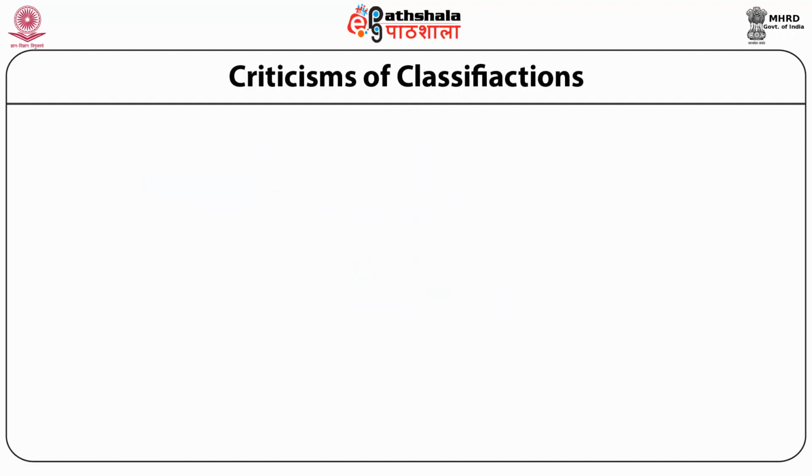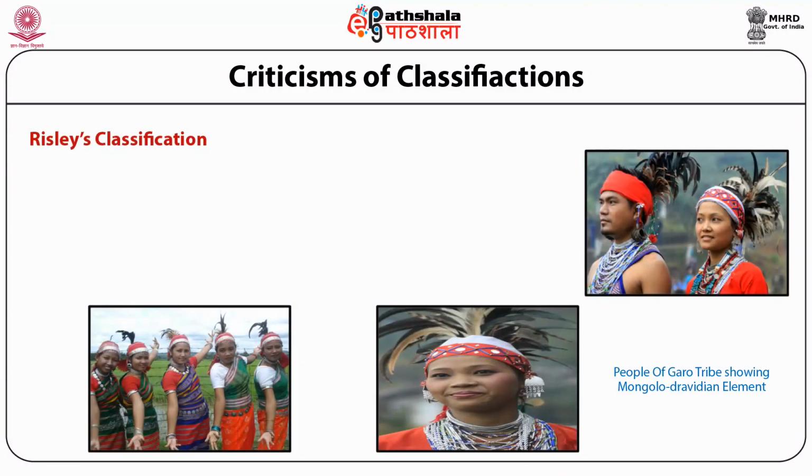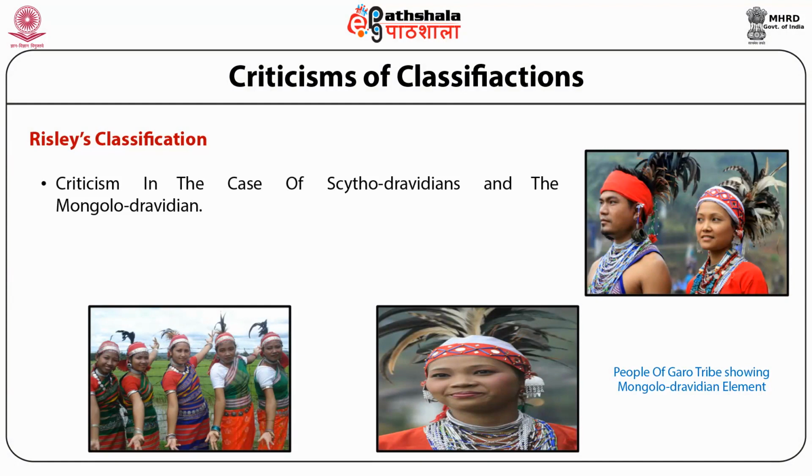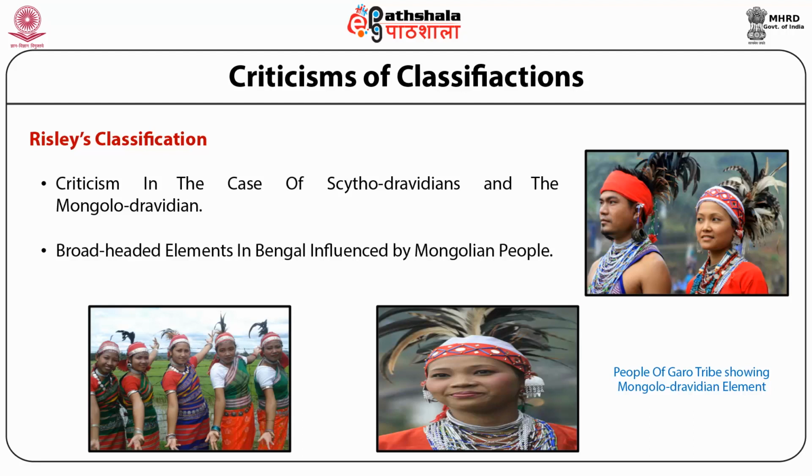Criticism of classifications. Among all the racial classifications, Risley's classification has attracted severe criticism from different quarters. Risley's classification has neglected Scytho-Dravidian and Mongolo-Dravidians. Broad-headed elements in Bengal were influenced by Mongolian people. Speakers of Aryan language are also found in the vast majority of the Indian continent, whereas in Risley's classification they are distributed only in Punjab, Rajputana and Kashmir Valley.